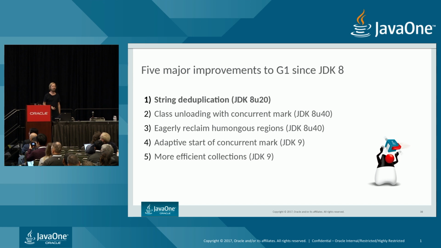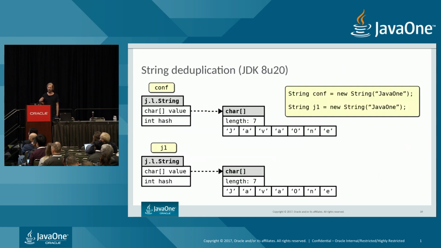But let's start out with string deduplication. So in this example, we are allocating 2 strings. I have one named conf, one named J1, Java for Java 1, and they have very similar content. If you look at the slide, they actually are identical. And now you might think a little bit, couldn't we make better use of the memory instead of having these duplicated character arrays on the heap taking up valuable space? Could we do this? Would that be okay?